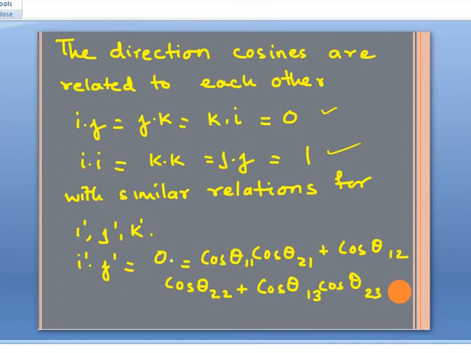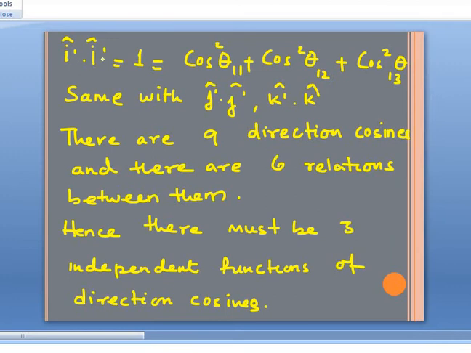Same thing here. i prime dot j prime is equal to 0. What is i prime? Cos theta 1 1 i, and this will be cos theta 1 1 cos theta 2 1 plus cos theta 1 2 cos theta 2 2 and so on. You substitute i prime and you get the answer. And what will be i prime dot i prime? It should be 1, which is equal to cos square theta 1 1 plus cos square theta 1 2 plus cos square theta 1 3. Same thing you can do for j prime and k prime.